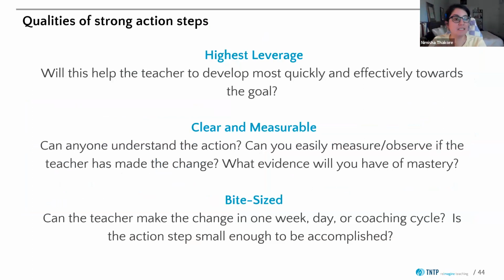There are three big things to think about when developing a strong action step. It should be highest leverage. So you should think about, will this help the teacher to develop the most quickly and effectively toward whatever goal you've identified? It should be clear and measurable. Can anyone understand the action step? Can you easily measure and observe it and see if the teacher has made an improvement? And what evidence will you have of mastery?